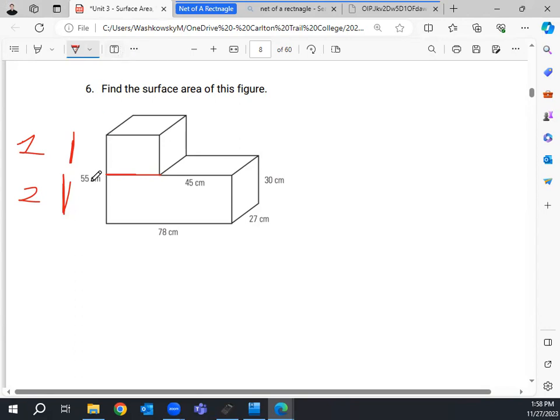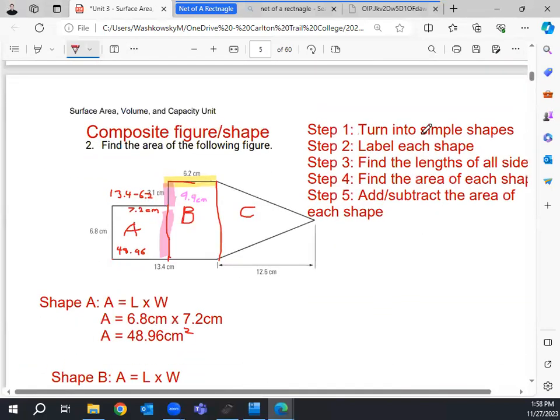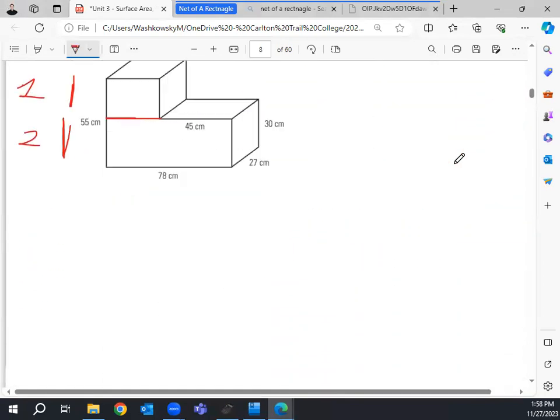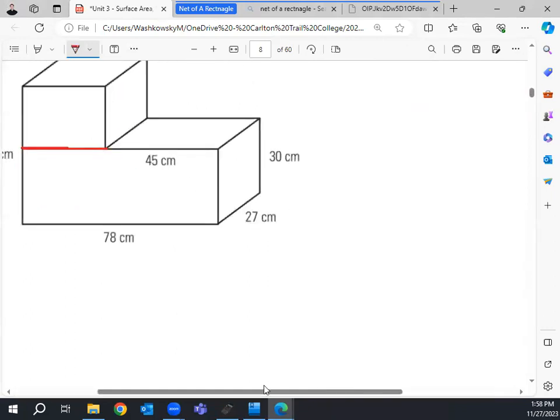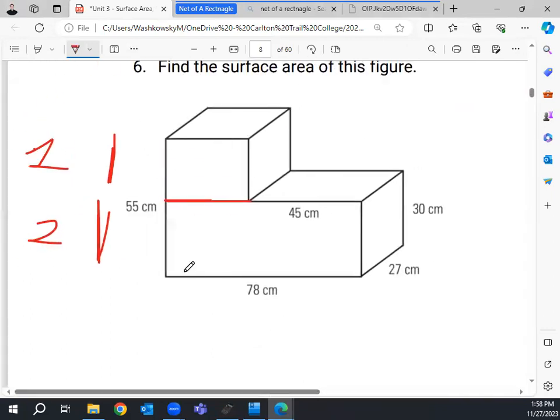So the first thing I need, just like the steps from way up top here, is I've turned it into simple shapes. I've labeled the shapes now. Now I need to find the lengths of all the sides. I still need to do it the same way here. I still need to find the length of all of these sides. Specifically, for this top shape here, I need to know the lengths of all 3 of these lines.